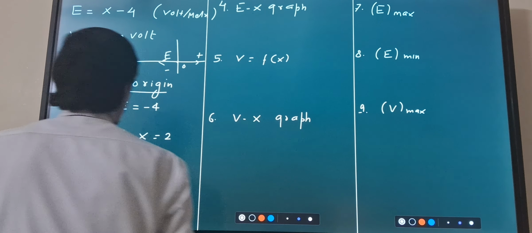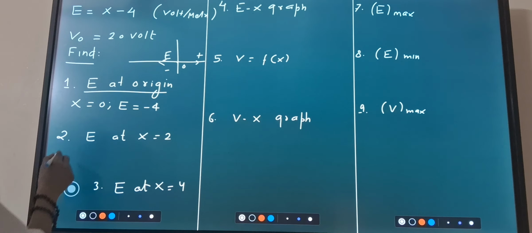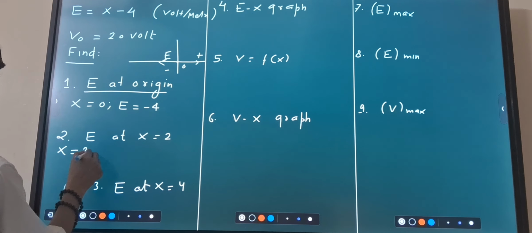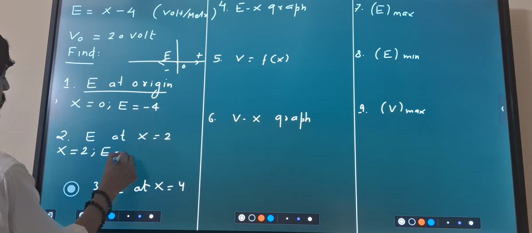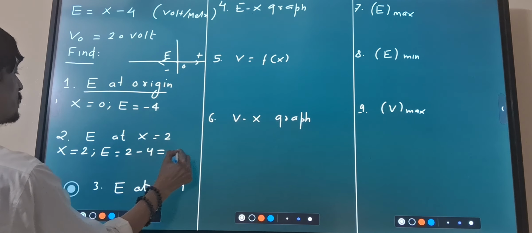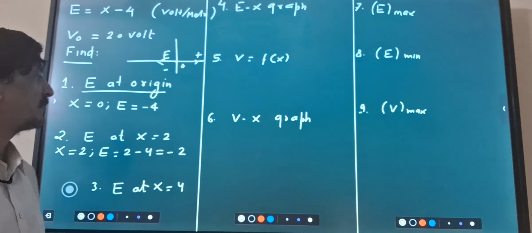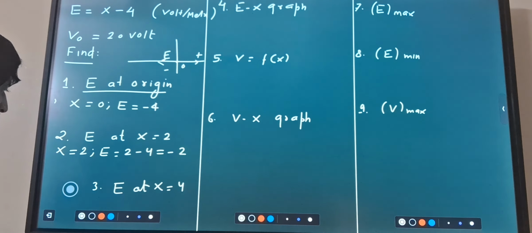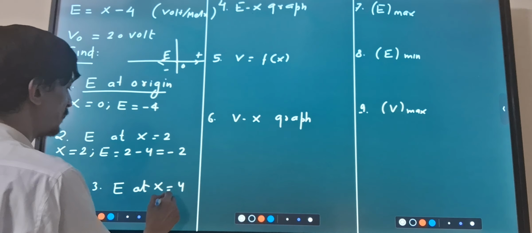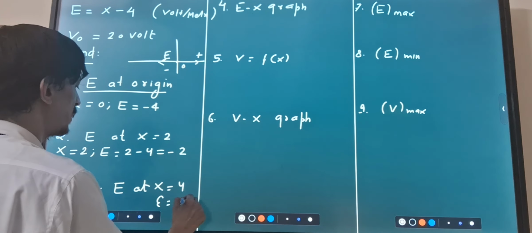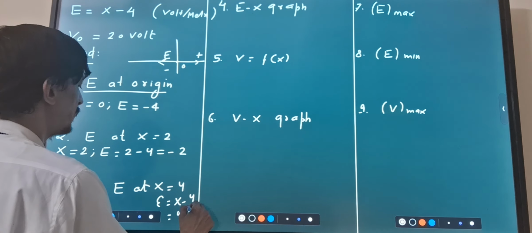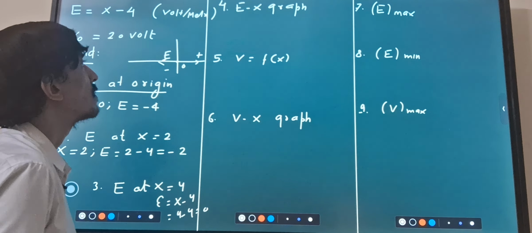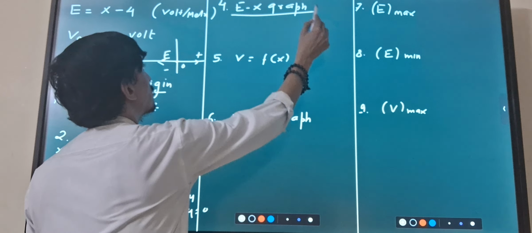Second question is electric field at x is equal to 2. If we substitute x is equal to 2, E comes out to be 2 minus 4, which is minus 2. So electric field will be minus 2. In the third question, electric field at x is equal to 4. If we substitute x is equal to 4, electric field will be 0.